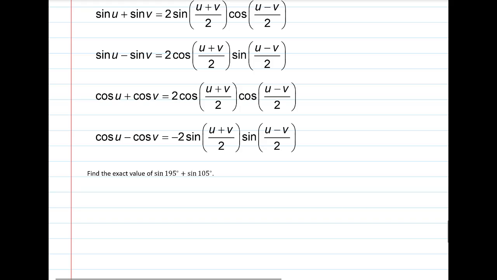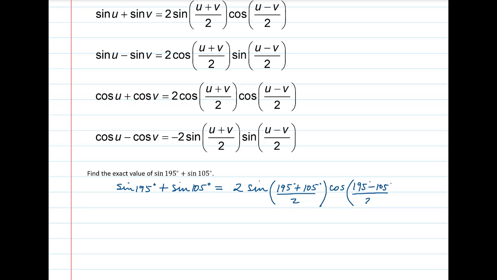In this example, we want to find the exact value of sine of 195 degrees plus sine of 105 degrees. Now, you may say, well, I could use sum and difference formulas for each one and find it that way. Sure, but that would take you a lot longer. And since we already have this sum to product, applying one of these identities would not only save time, but it would also help us practice going from a sum to a product.